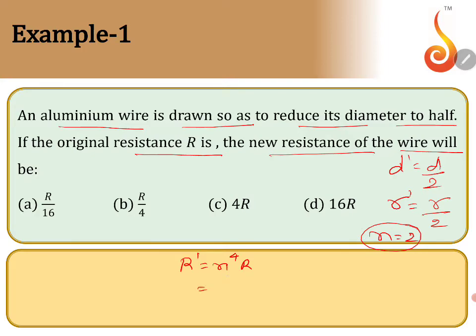What is the value of n here? The value of n is 2 power 4 into R. 2 power 4 is 16. So 16R. The answer is 16R. So if the radius means if the diameter reduces to half, then the resistance of the wire increases to 16 times.